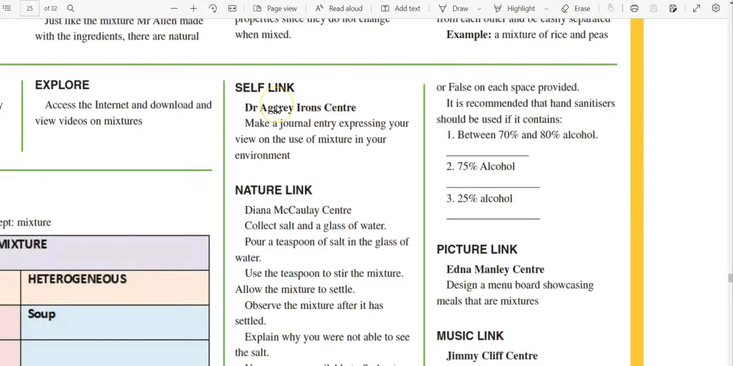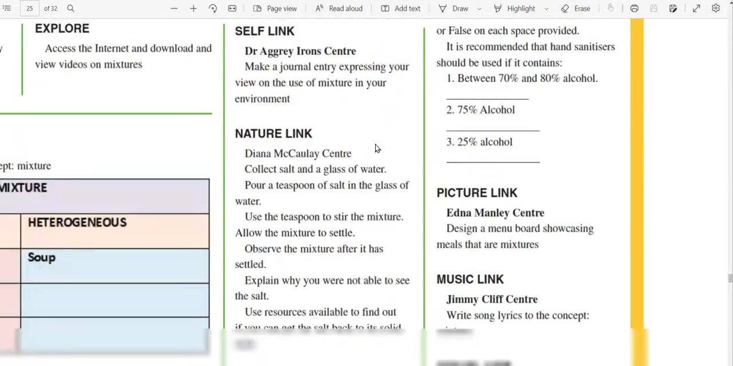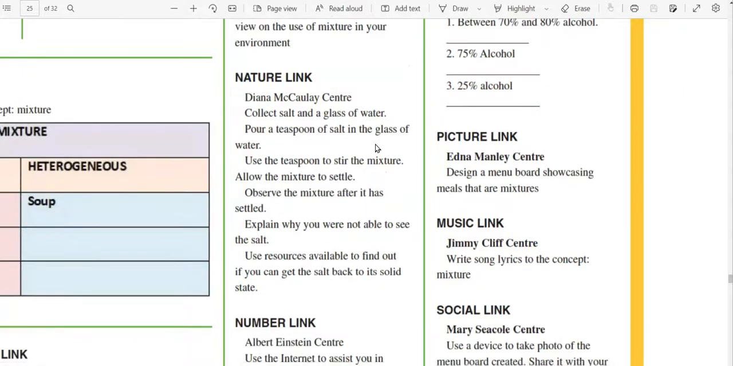We move now to the SelfLink in the Dr. Agri Irons Center. It says, make a journal expressing your views on the use of mixtures in your environment.